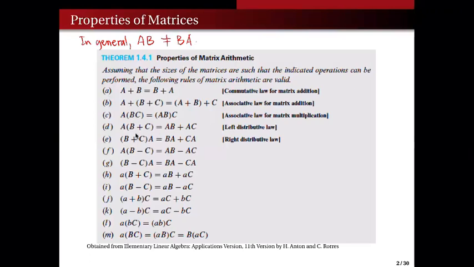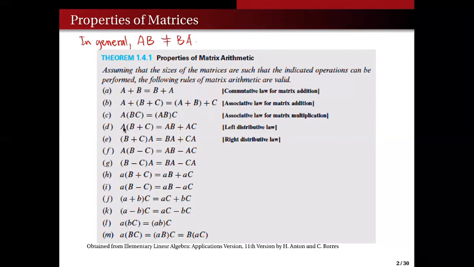And then we have from D until G. These are called the distributive laws. So in here you have A times the quantity B plus C. This is equal to AB plus AC. And notice that your A here is a left factor, and your B plus C is a right factor.